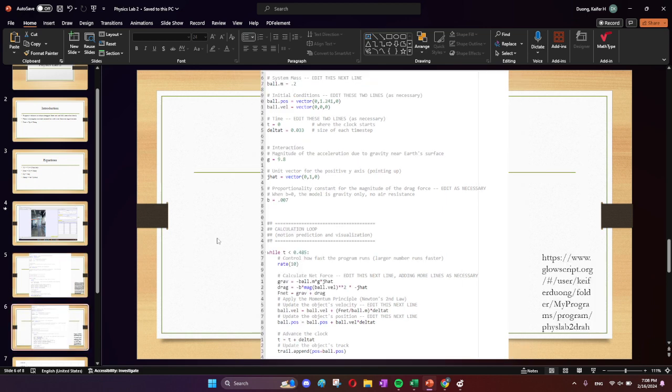And we're on to the gravity plus drag code, which is basically the same, but I added in b is equal to 0.007 and calculated the F net differently.